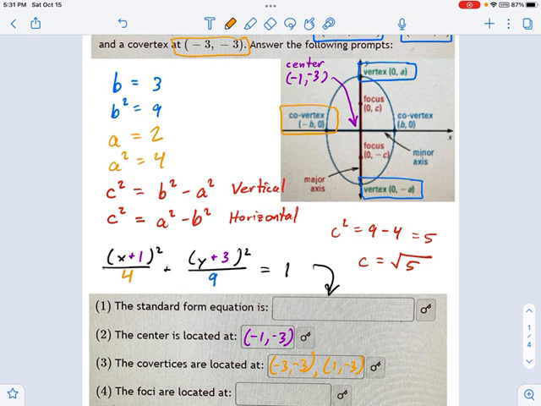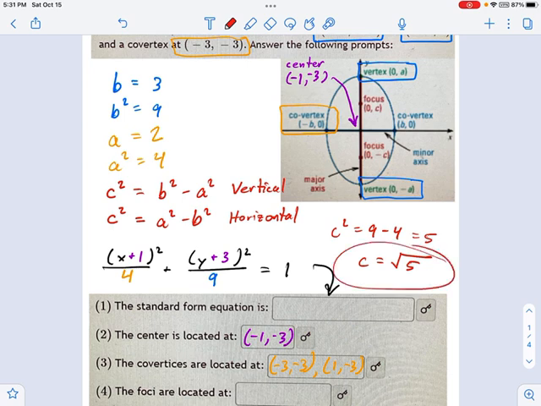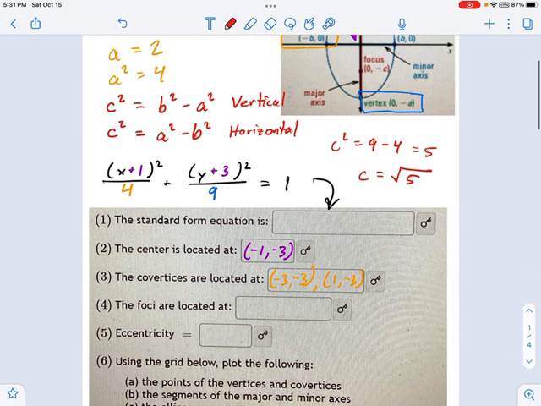And the foci are located vertically off of the center. They go up or down because this is a vertical ellipse. And they go up or down by the amount c right here. So if you look at your center, what you do is you just say -1 and -3 plus square root of 5. And the other point is going to be located at -1 in x, and in y it's -3 minus square root of 5, because that goes down from the center.